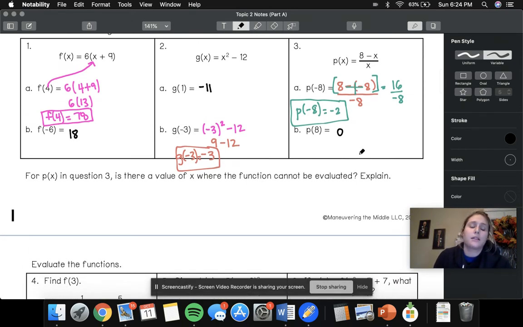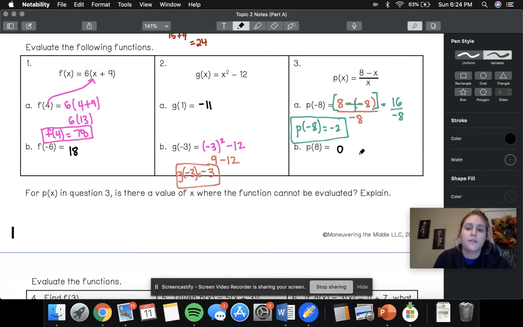For p of x in question 3, is there a value of x where the function cannot be evaluated? Explain. So we need to think about the number 0. Just like the problem before, when we did p of 8 and we got 0, we had 8 minus our input of 8, all being divided by 8. When we subtracted, we had 0 over 8, which is equivalent to 0. So 0 is a number, and that is fine. The question is, is there a value that would make this not possible? Which means, is there a number that would make this undefined?